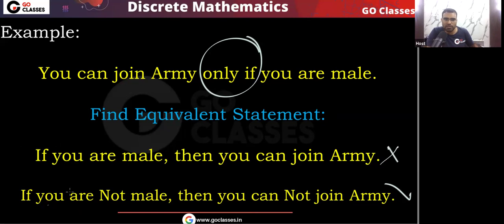So remember, this is what the statement means: if you are not male, then you cannot join army. The first statement is not correct because maybe the male is younger, maybe less than 10 years old. So being male is not enough. But I can say if you are not male, then you cannot join army. Anyway, I hope this point is clear.